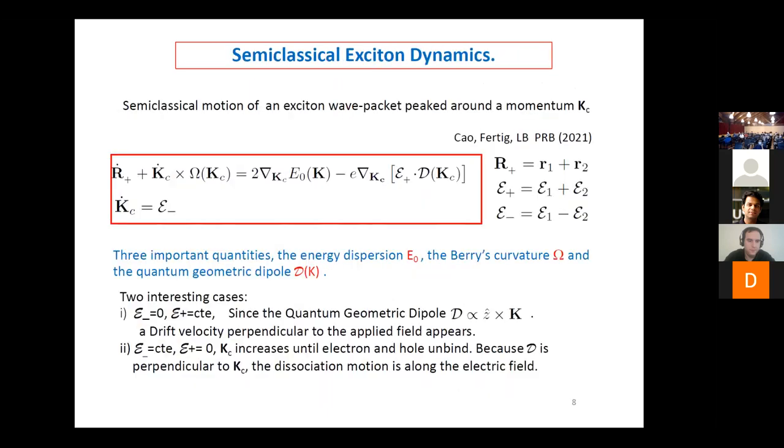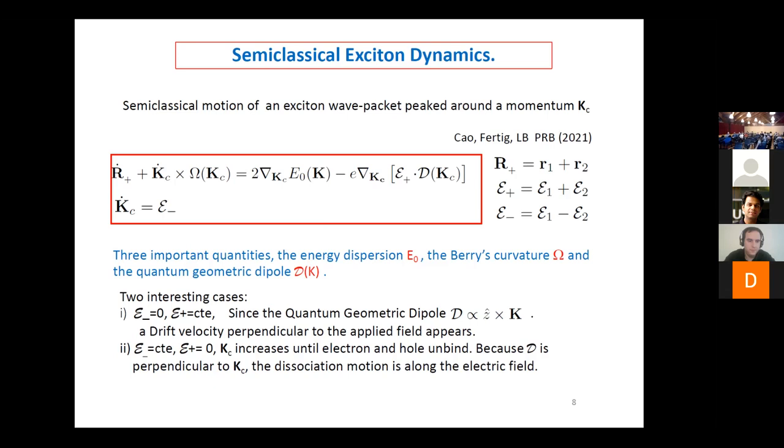In order to do that, we had to look at the dynamics of this exciton. And what we did is we create a wave packet of the exciton centered at some momentum Kc. Okay? And we look for the semi-classical dynamics, just looking for the Lagrangian and so on. And we obtain this dynamics for the exciton. The important quantities are R plus, the position of the electron plus the position of the hole, and these are the electric field acting on the electron, the sum of the electric field acting on the electron and the hole, and the difference of the electric field acting on the electron and the hole. And all the dynamics appears here in the dispersion of the exciton. Here appears the Berry phase of the exciton, and here appears the quantum geometric dipole.